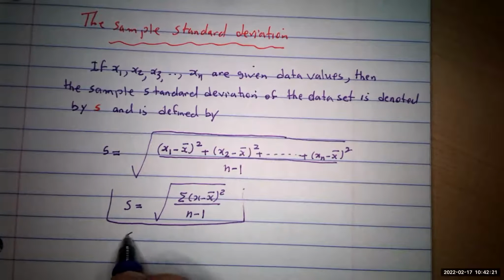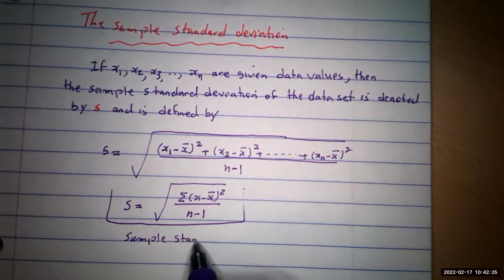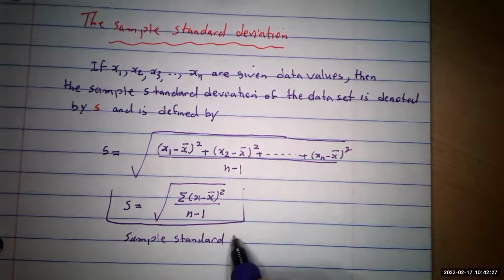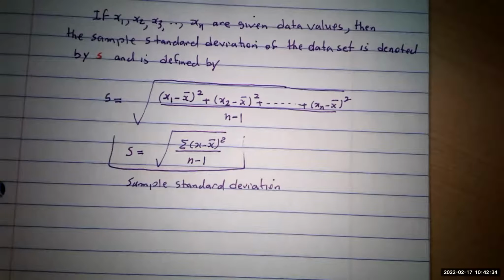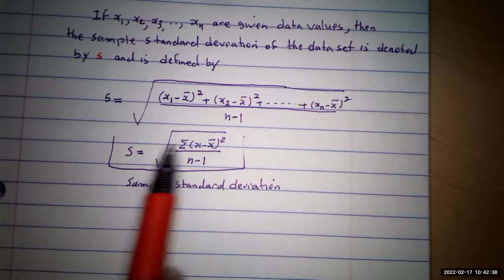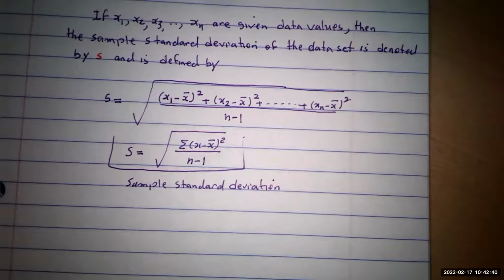So this is going to be the sample standard deviation. You can use a calculator to get it, I will show you, but we need to know it. We call it a deviation because of the x minus x bar.